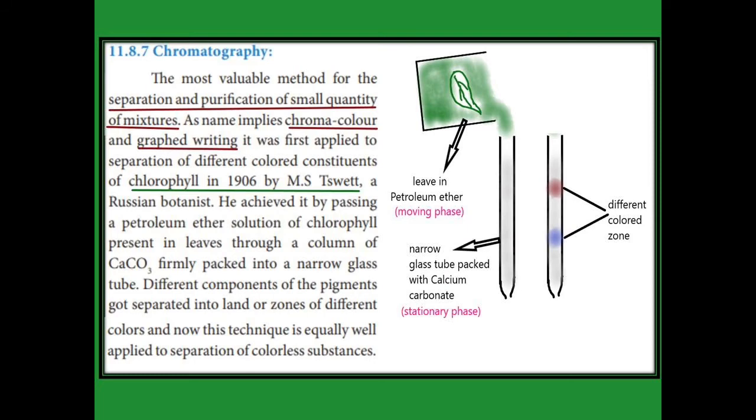Here, the leaves in petroleum ether are the moving phase. Why is it the moving phase? Because that liquid is passed through the calcium carbonate. But the calcium carbonate is called the stationary phase because it never moves. That is, it remains in one place. So it is called a stationary phase. So in chromatography, we have two phases. One is the stationary phase, another one is the moving phase.